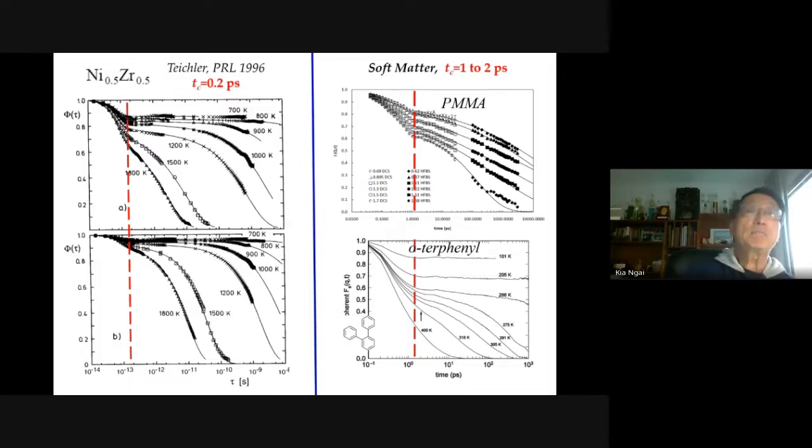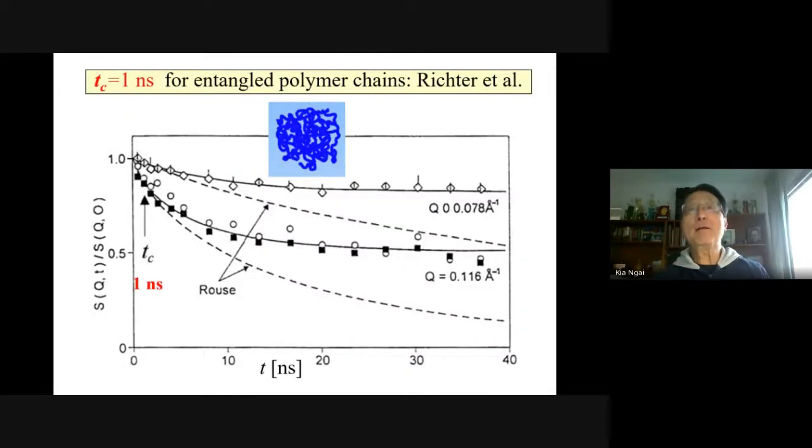For the case of the metallic interaction, much stronger than van der Waals interaction, you can see the tau C become 0.2 picoseconds, much shorter, and that is exactly what the point depends on: the interaction strength. Okay, now this is the one I already said.